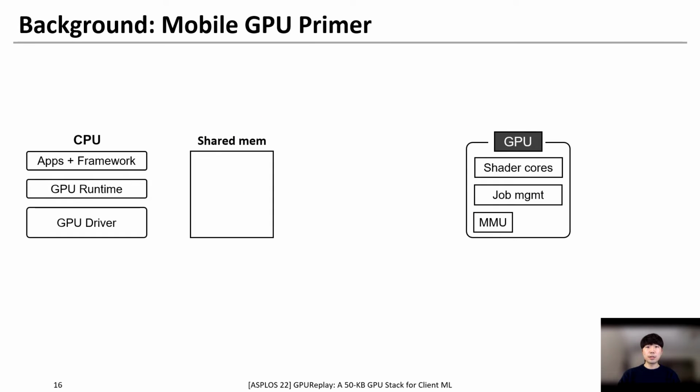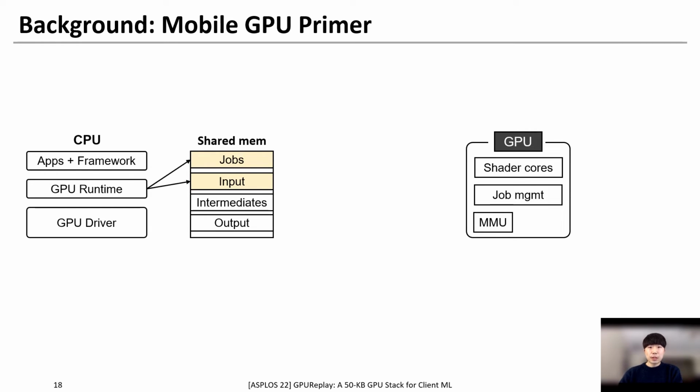Before getting into the design details, let's talk a little about mobile GPU workflow. First of all, the mobile GPU does not have its own device memory. So in the client devices, the host memory is shared between the CPU and the GPU. When we start a GPU application, the driver allocates memory for all types of data. For instance, the space for jobs, the space for input and output, and also the space for intermediate data.